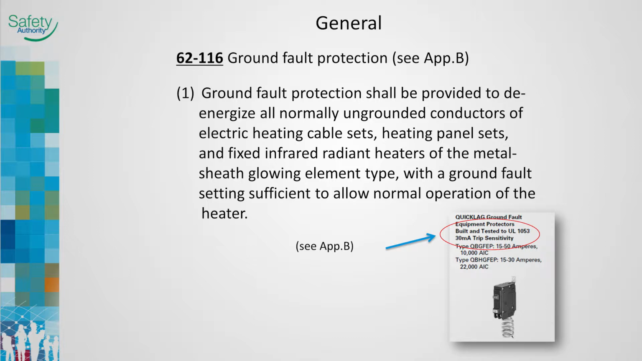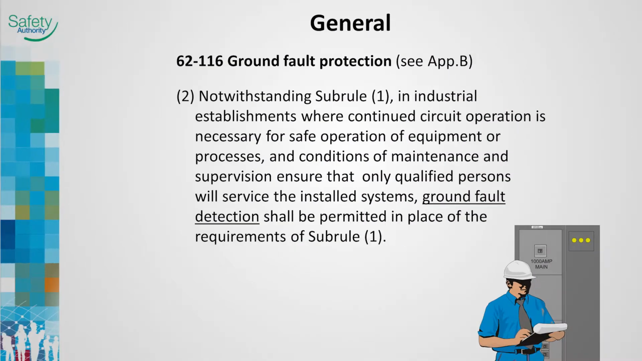Appendix B notes require ground fault protection to be as low as practical to allow startup and running of the heater without nuisance tripping. Class B GFCI protection provides ground fault protection in the range of 30 milliamps for protection of the equipment. Some industrial processes cannot be interrupted by a shutdown due to equipment failures or minor electrical faults. Where qualified maintenance staff is available to monitor and respond to ground fault conditions, ground fault detection may be used in place of ground fault protection.